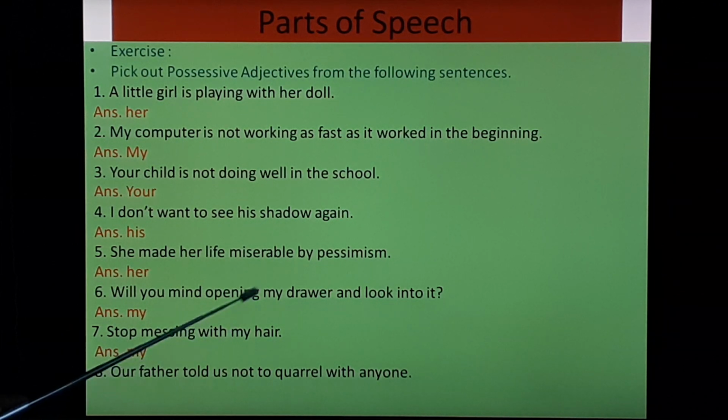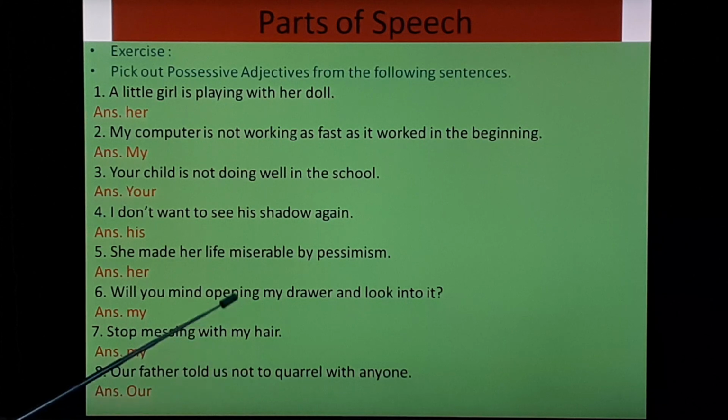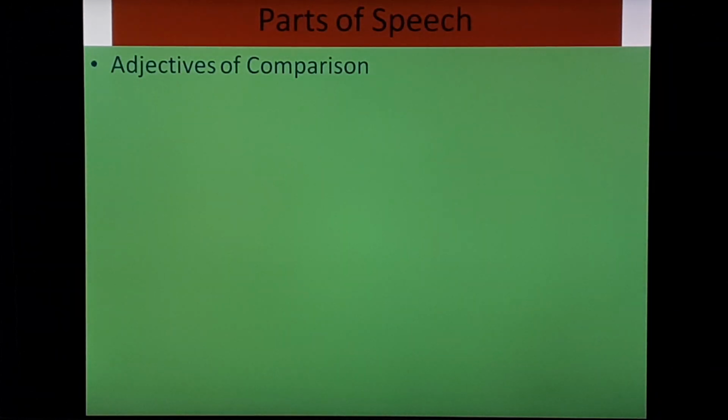Stop messing with my head. So here head is the noun, and my is the possessive adjective. So the correct answer is my. Last one, our father told us not to quarrel with anyone. So here father is the noun, and our is the possessive adjective. Hope you understood this. Let's move to the next kind, and that is adjectives of comparison.